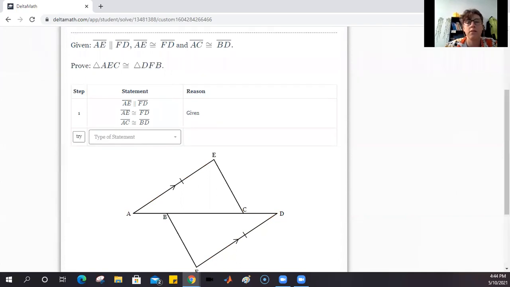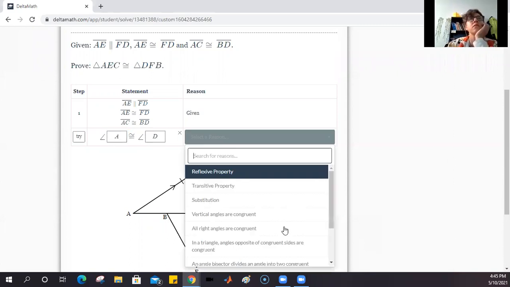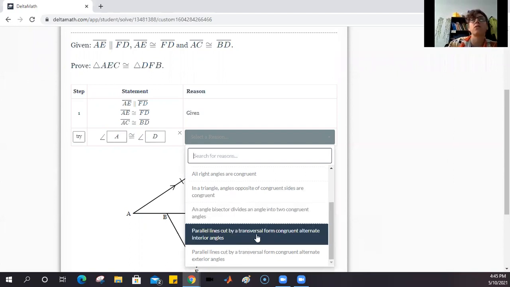Well, if we remember from the last question we just did on 4.4a, we were talking about some inside of the Z lines that were called alternate interior angles. So when the lines are parallel, those angles must be congruent to each other. So we can say those angles, angle A and angle D, in this case, are congruent to each other because parallel lines cut by a transversal form congruent alternate interior angles.